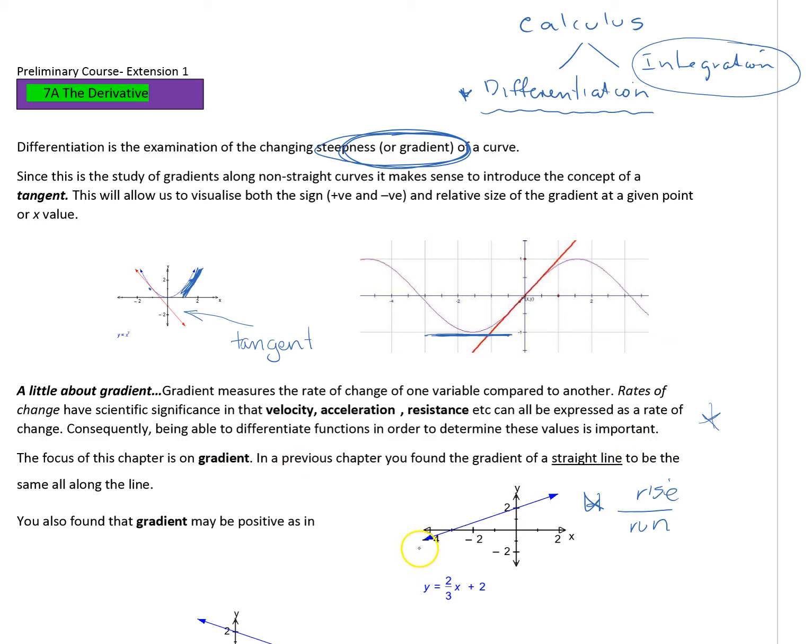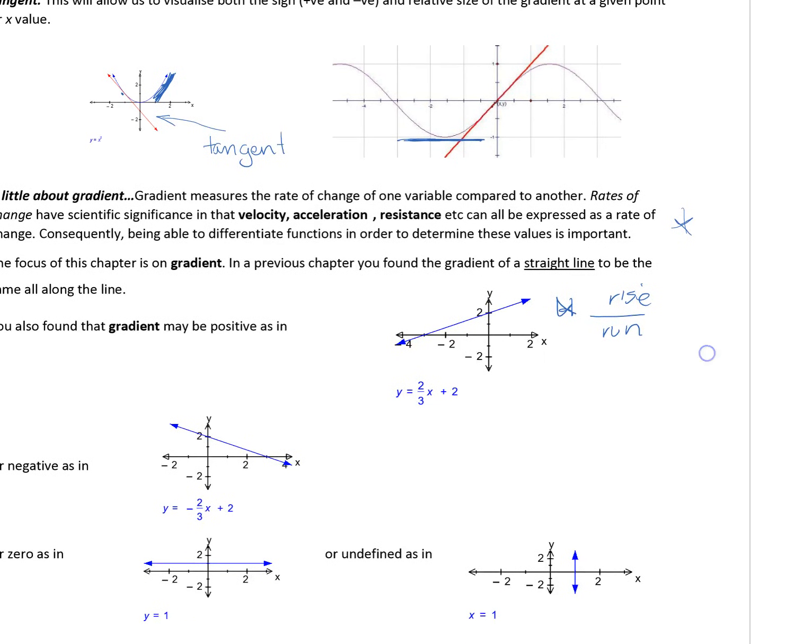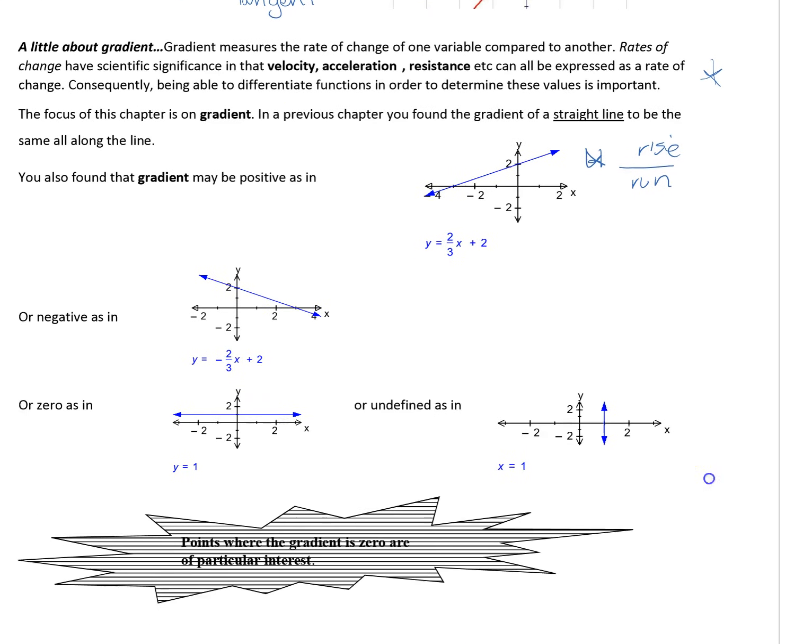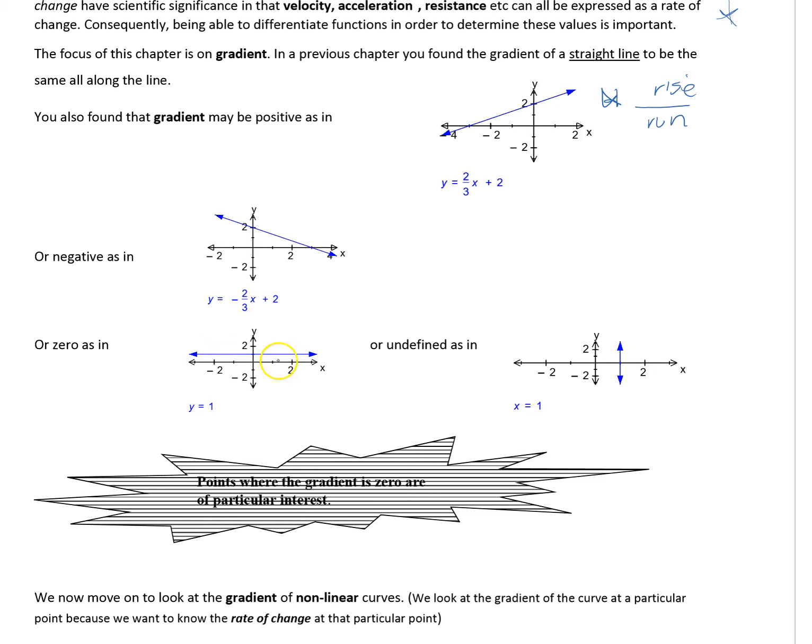I'm sure you're familiar with a line having a positive gradient. You can see here our non-straight curves have sometimes positive gradient, sometimes negative gradient. Or you can see that they have a zero gradient. You saw me demonstrate above that if we draw a tangent and it's horizontal, then the function has zero gradient.